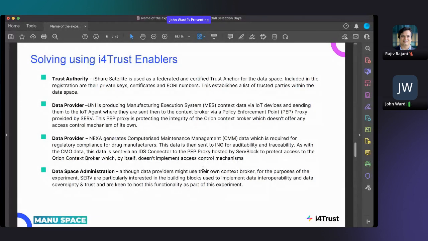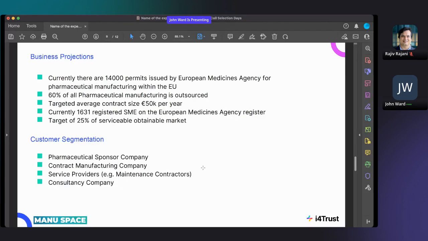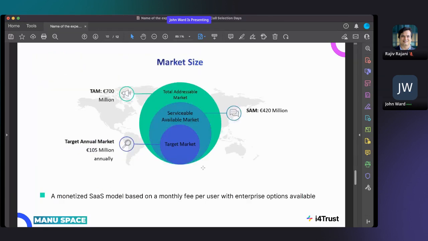We have our Trust Authority, which is iSHARE Satellite, and our data providers and data space administrators. There are currently 14,000 permits issued by the European Medicines Agency for pharmaceutical manufacturing in the EU, and 60% of all pharmaceutical manufacturing is outsourced. So you can imagine that's quite a big challenge to be solved. Our customer segmentation comes down to pharmaceutical sponsor companies, contract manufacturing companies, service providers, and consultancy companies.